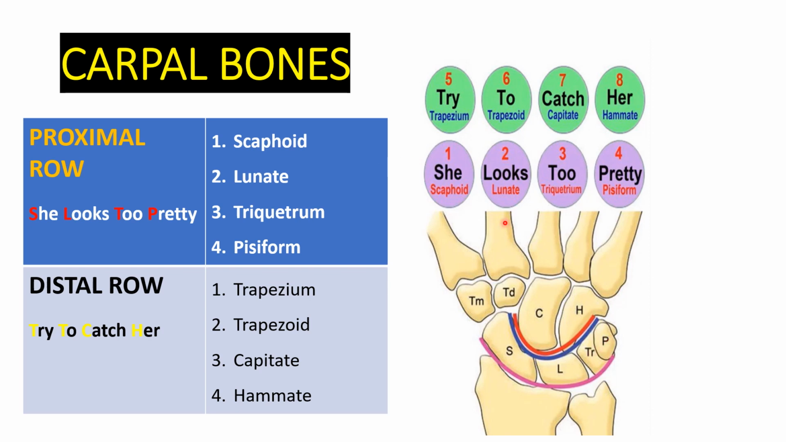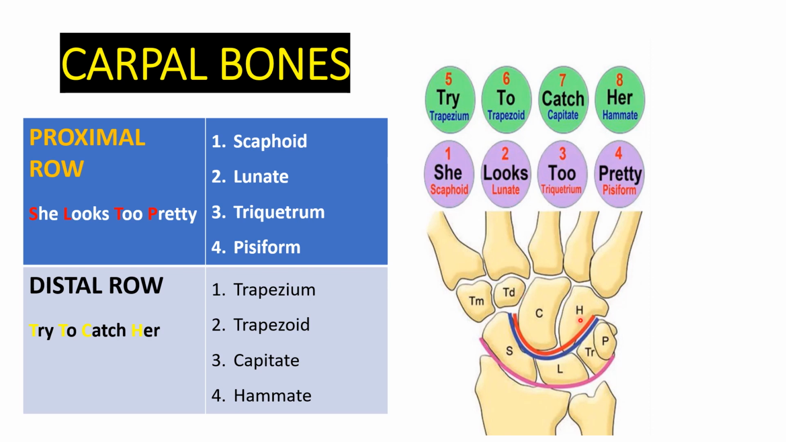Then let's look at the distal row from lateral to medial. For the distal row, we have try to catch her, and the bones are trapezium, trapezoid, capitate, and then hamate.